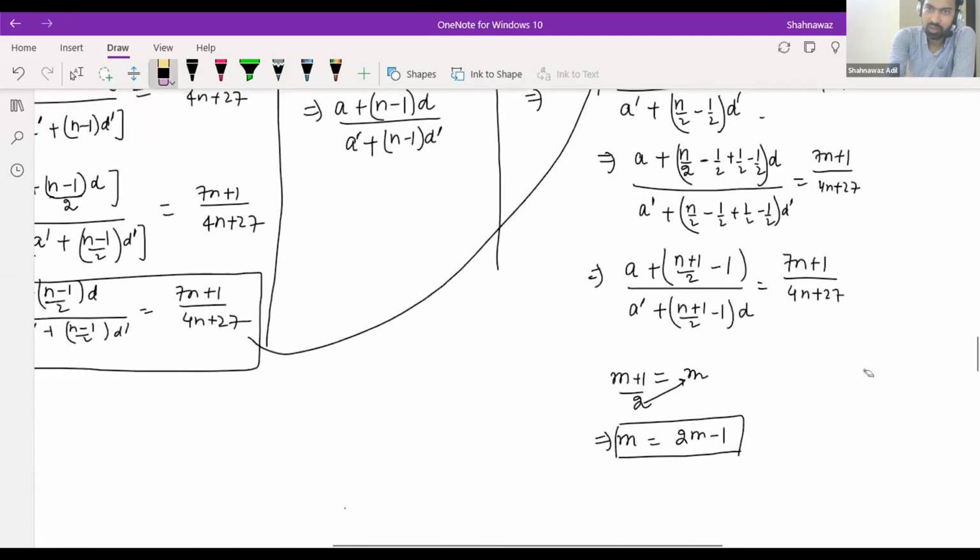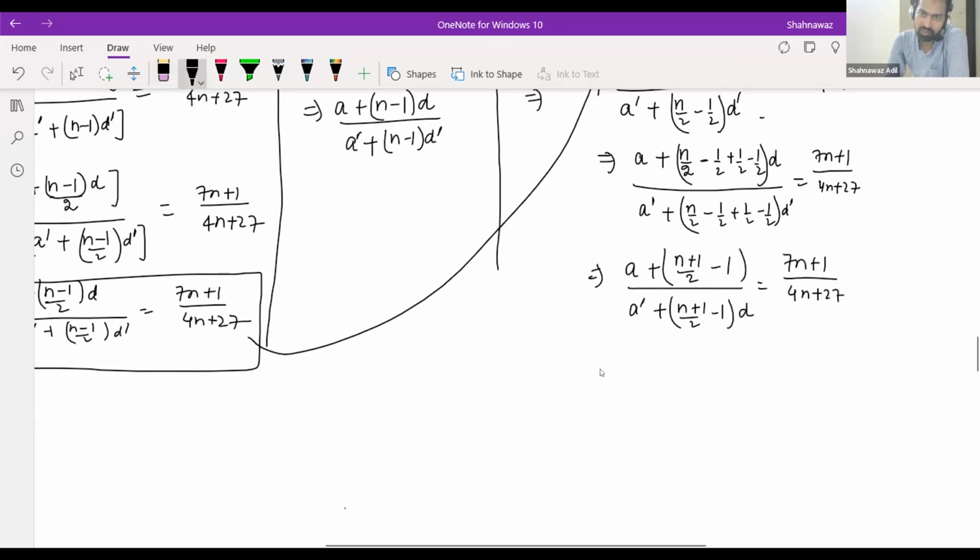Okay. So to get n minus 1, right? To get n minus 1, I need to replace this with n. Is this clear? So to get n minus 1, I need to replace n plus 1 by 2 with n. Replace n with n plus 1 by 2. Understood?